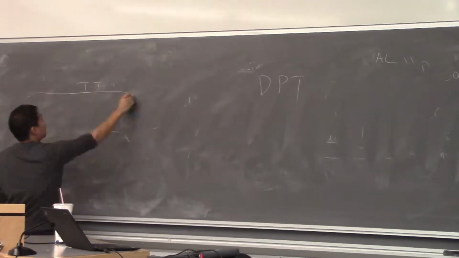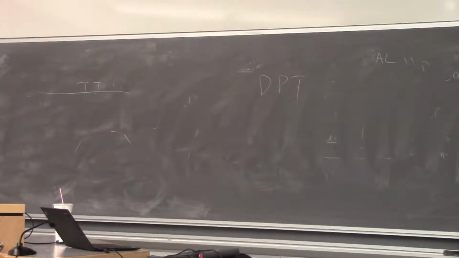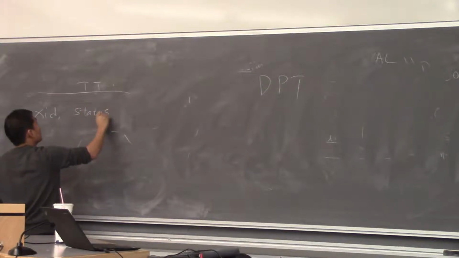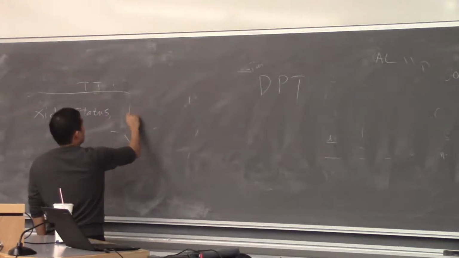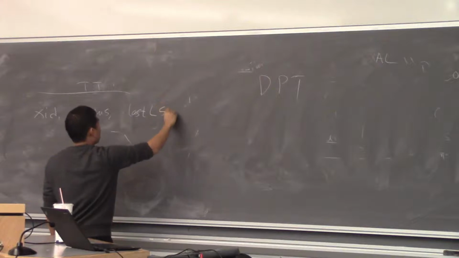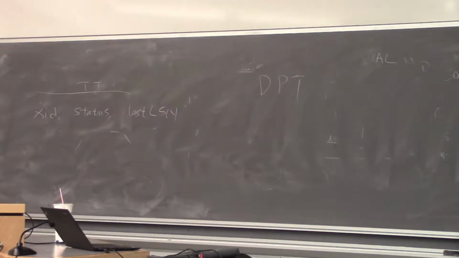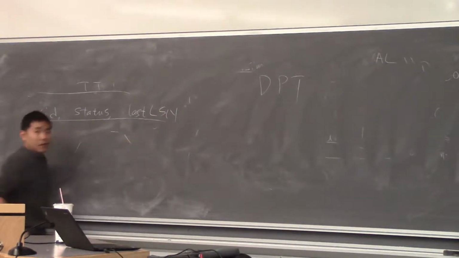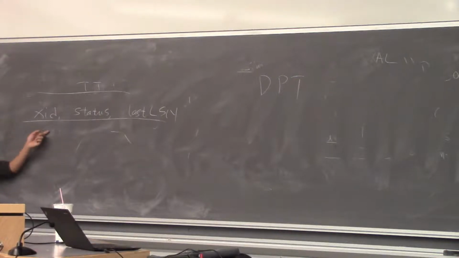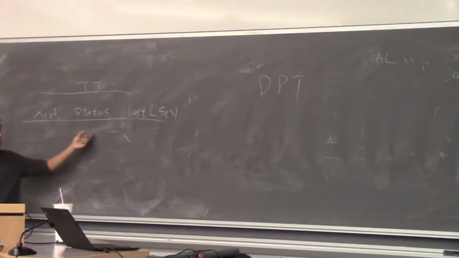This actually is easy. It has 1 entry per currently active transaction. How do you define an active transaction? When a transaction has not reached the end log record, it is considered active. It contains XID, status, and lastLSN. Only 3 fields, and 1 entry per active transaction. Transaction ID, that's trivial, right? It's a unique identifier for the transaction.